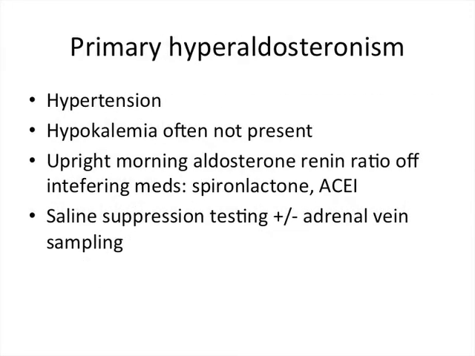You'd think primary hyperaldosteronism would be found more often. Could present with hypertension. Lots of people with primary hyperaldosteronism do not have hypokalemia. It doesn't rule it out if you've missed it. Not everybody needs screening for it. It's suggested in the hypertensive patient that the single best test would be an aldosterone-renin ratio off meds that interfere, which are spironolactone and ACE inhibitors.